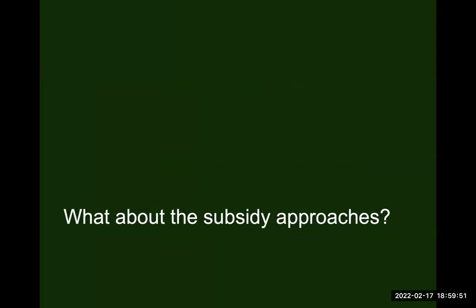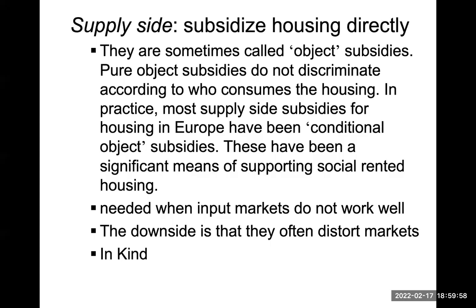So the next focus would be, what about the subsidy approaches? Suppose we have different subsidy approaches. The supply side would be to subsidize housing directly, sometimes named object subsidies. Pure object subsidies do not discriminate according to who consumes the housing.